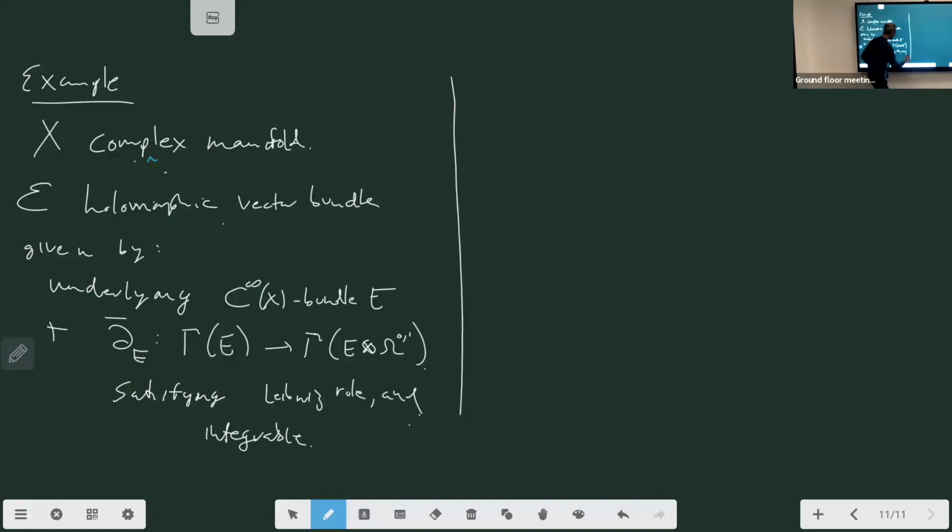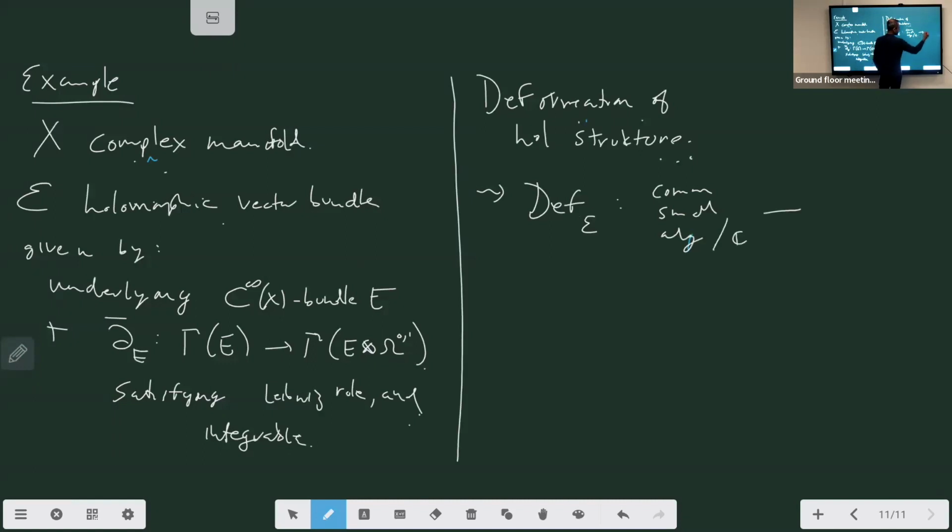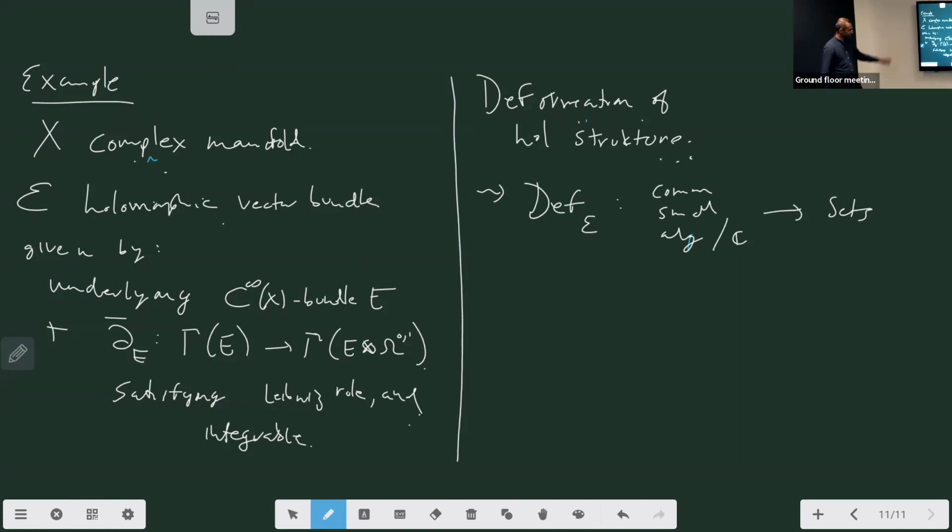And so again, you can look at deformations of the holomorphic structure. So this gives rise to a functor def E, again from small algebras. I'll let you formulate the exact definition. They're just small perturbations of this del bar.